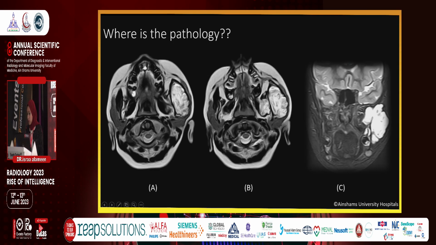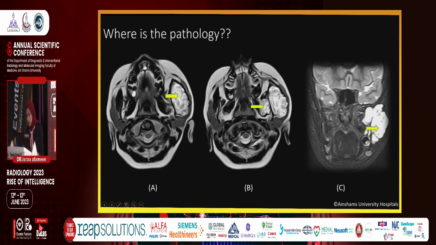So, first, whenever we read any MRI study, we should ask ourselves, where is the pathology? Because it's very important at first to determine the origin of the pathology, because this can help us limit the differential diagnoses. So, as you can see here on the left, this is an axial T2 sequence. We can see that there is a soft tissue lesion involving the left masticator space, mainly the left masseter muscle. In image B, the axial T2 sequence, we can see also affection of the left medial pterygoid muscle.